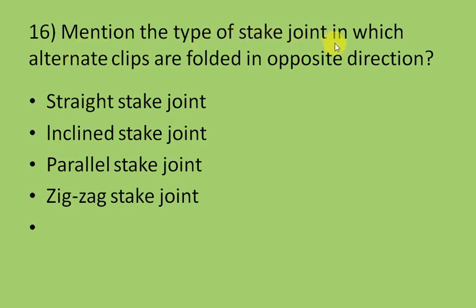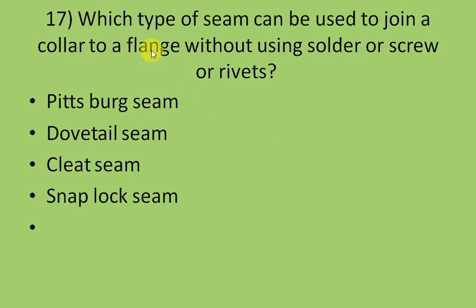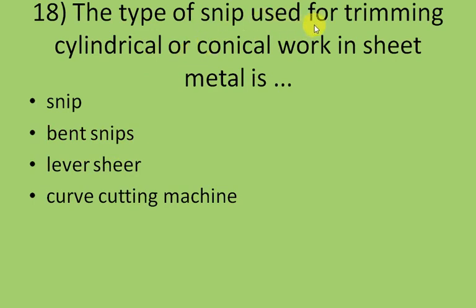Mention the type of stack joint in which alternate clips are folded in opposite directions: it is a zigzag stack joint. Which type of seam can be used to join a collar to a flange without using solder, screws or rivets? It is the dovetail seam. The type of snip used for trimming cylindrical or conical work in sheet metal is bent snips.